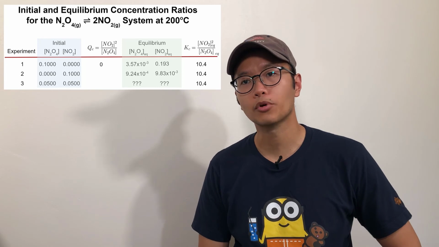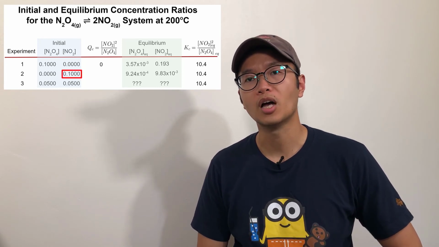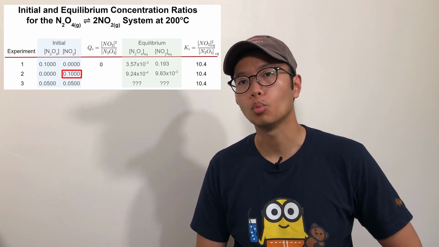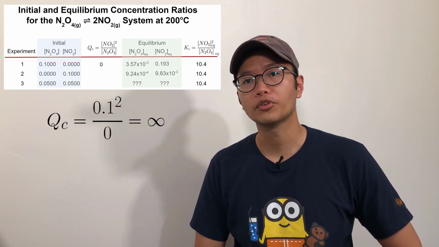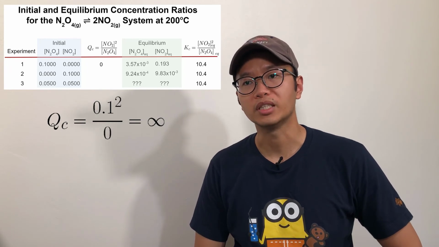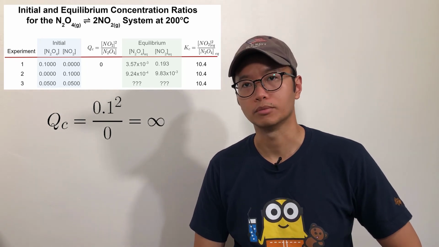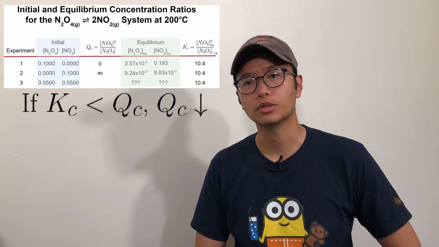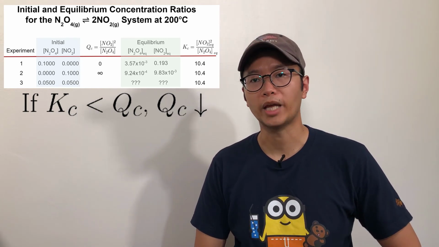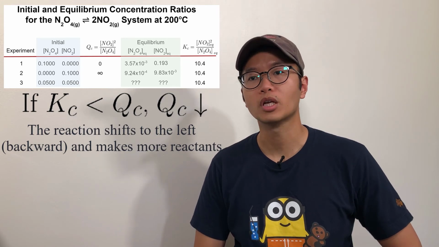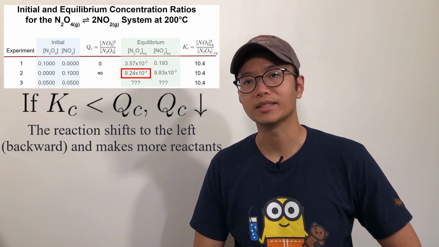For the second experiment, the initial concentration of nitrogen dioxide is 0.1 and the initial concentration of dinitrogen tetroxide is 0. The value of Q is equal to infinity because we have 0.1 squared over 0. Since Q is greater than K, the value of Q needs to decrease to reach equilibrium. Therefore, the reaction will proceed in the reverse direction, creating more reactants.